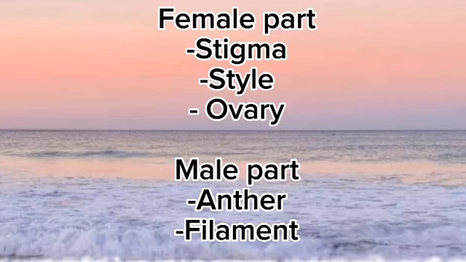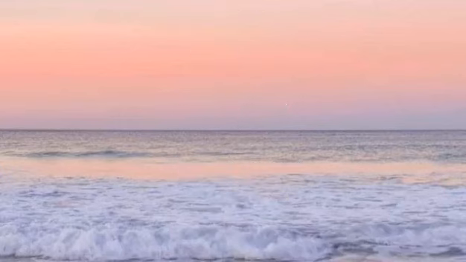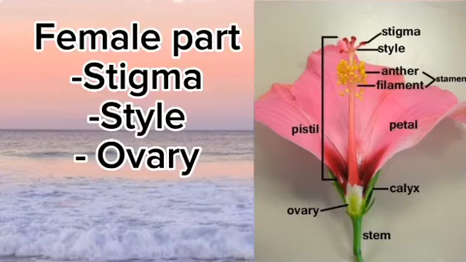Let me tell you their functions. The first one of the female part is the stigma. The stigma is positioned at the tip of the style. The flower is fertilized when the pollen lands on the stigma. And the second one is the style. The style is a tube-like structure that holds the stigma at the tip. The style also leads down to the ovary.